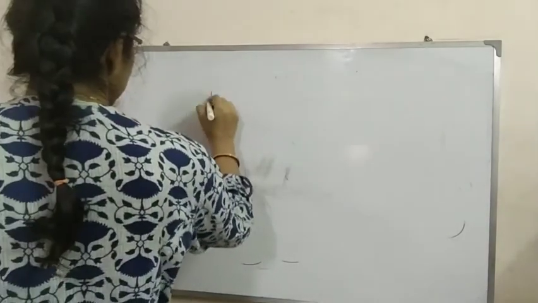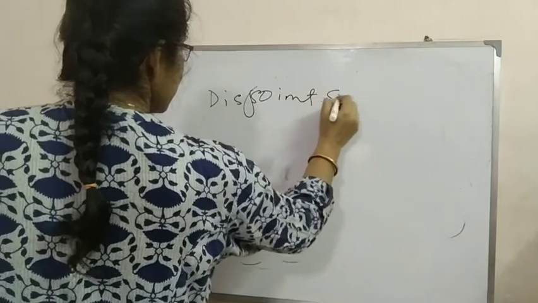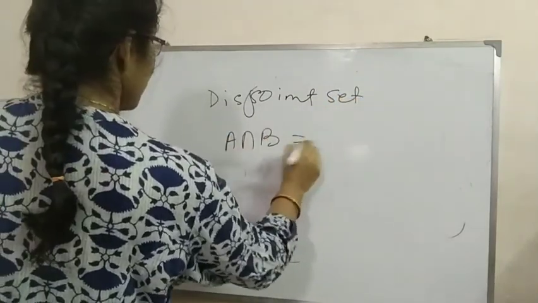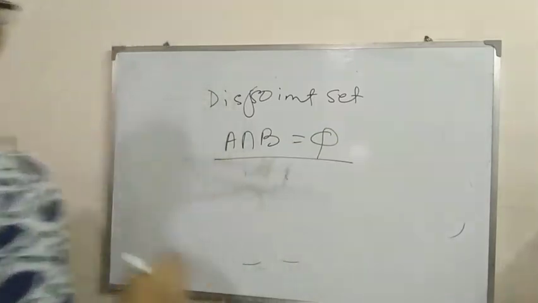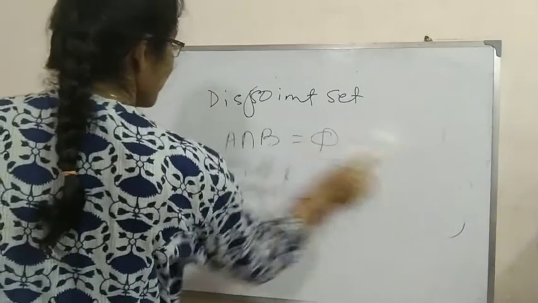Disjoint set. If A intersection B is equal to the empty set, that means they have no common element. So these are disjoint sets.